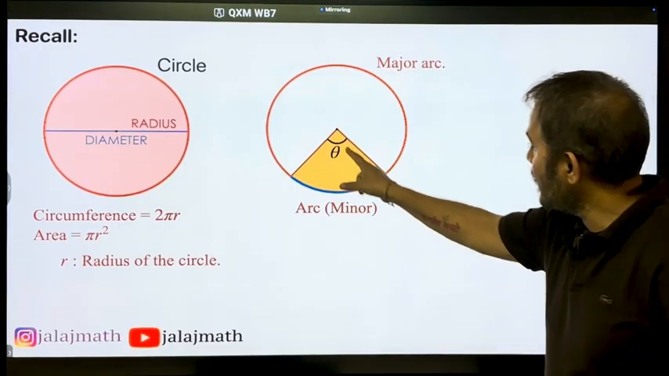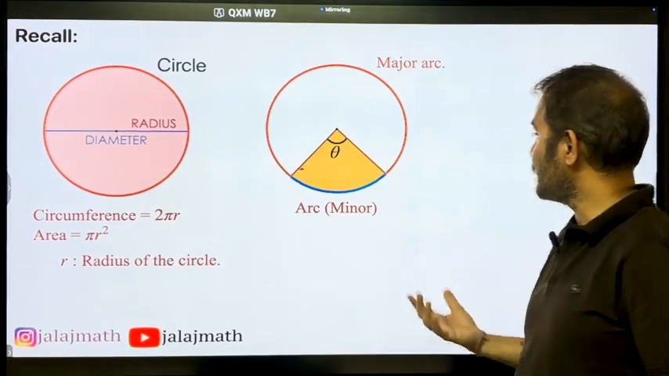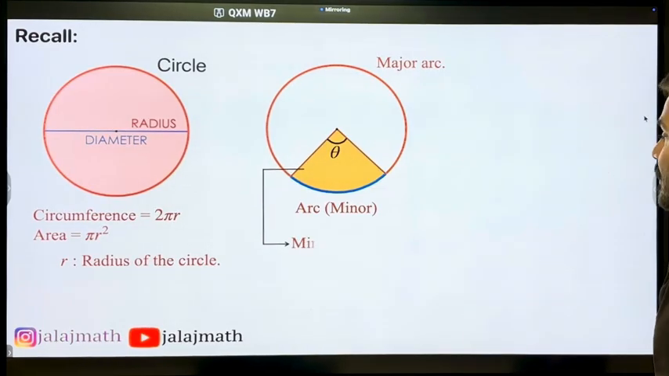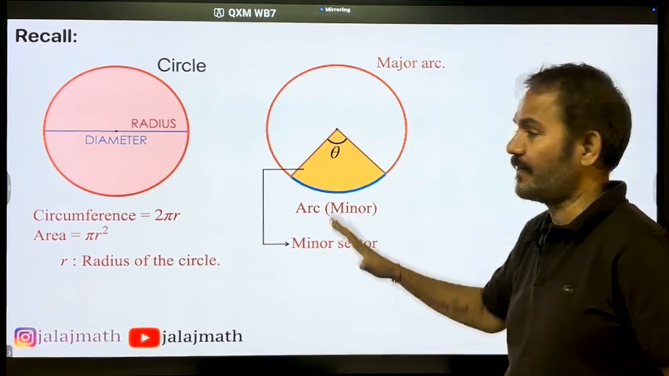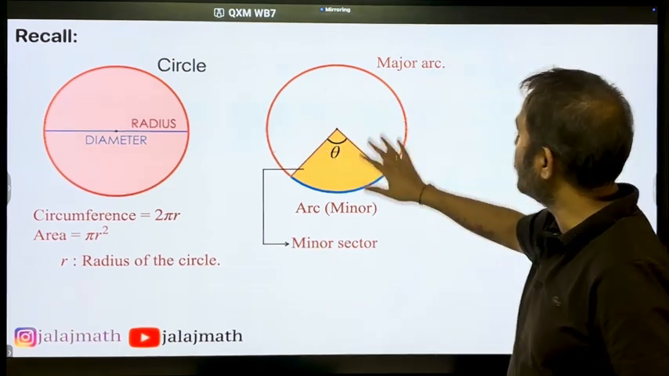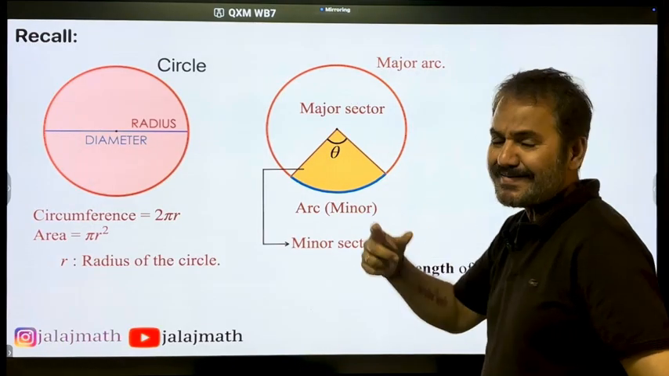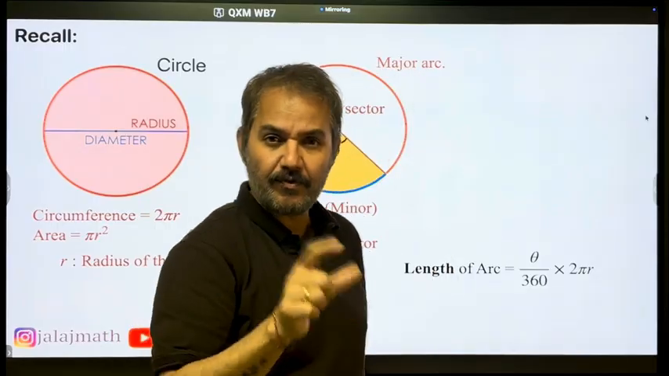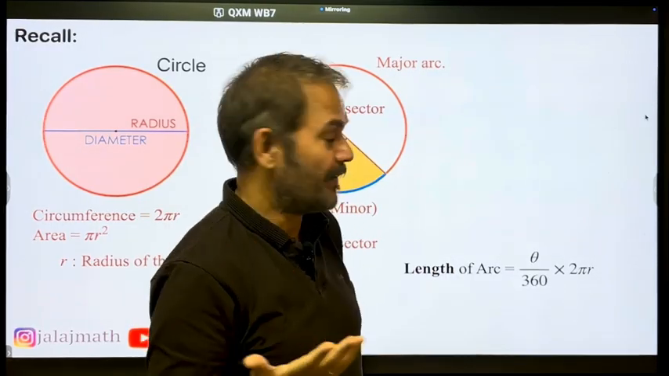Now, if you look at this shaded part, this is called sector of the circle, and since this is smaller in size, we call it minor sector. So above this, the bigger part is called major sector. Length of arc, since the arc is part of circumference, we find only its length. We do not find its area.